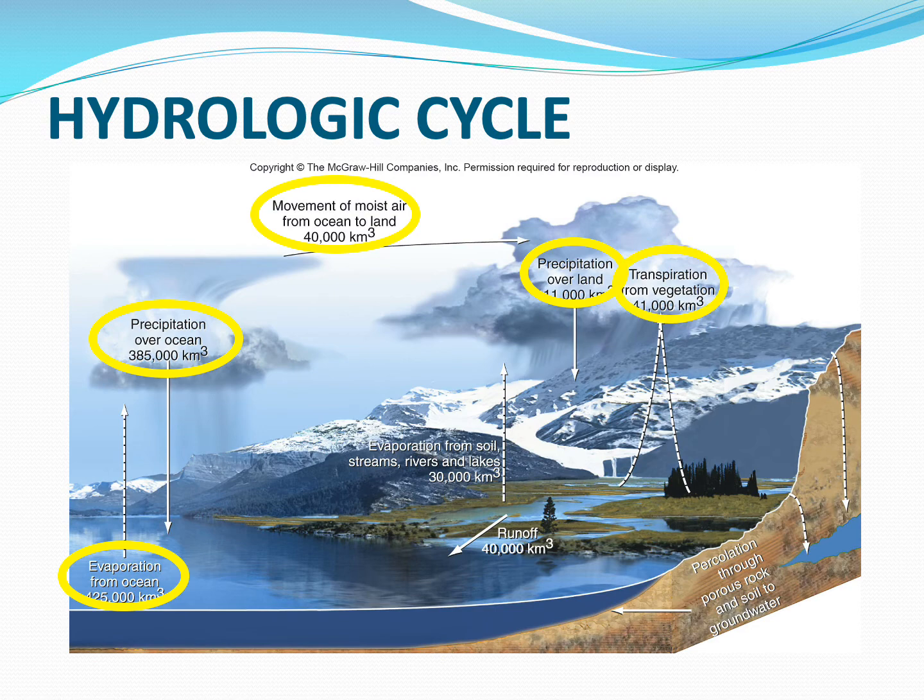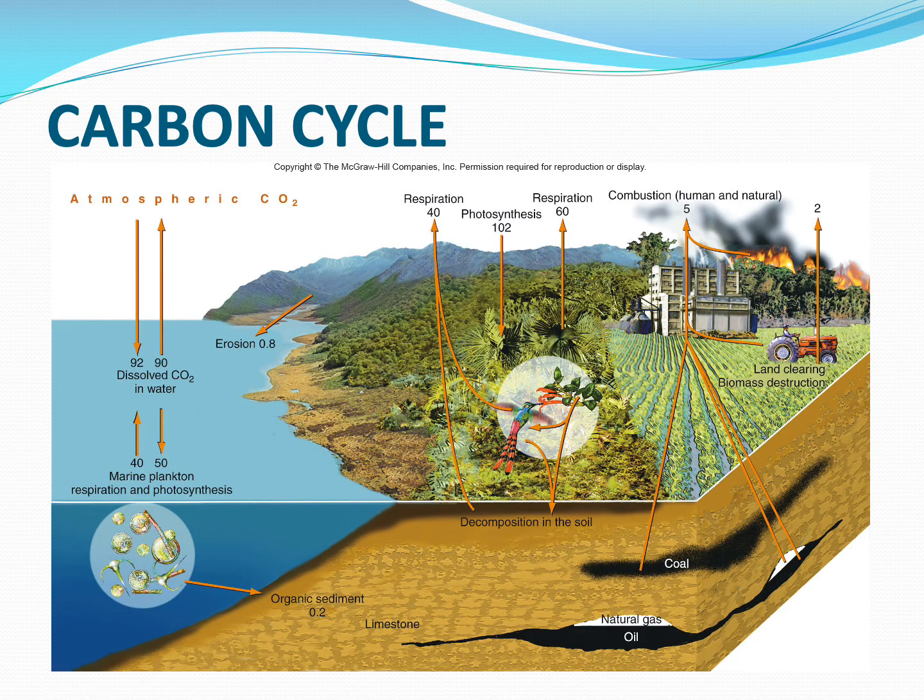Transpiration is the removal of water from our vegetation. There's also evaporation from soil, streams, rivers, and lakes. And we get percolation of surface water down into groundwater, which is something people sometimes forget about, but that's another part of the water cycle. The carbon cycle involves a lot of CO2, which is produced by plants that photosynthesize, but it's also produced by the burning of fossil fuels.